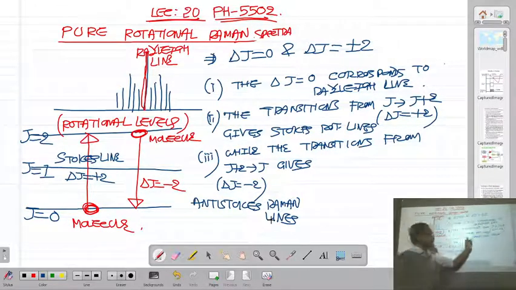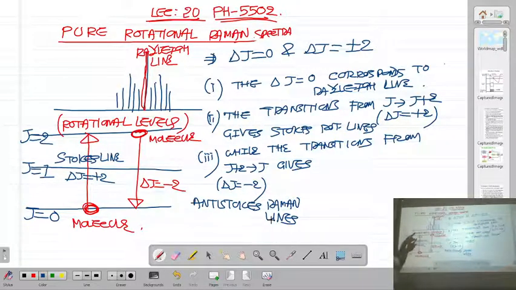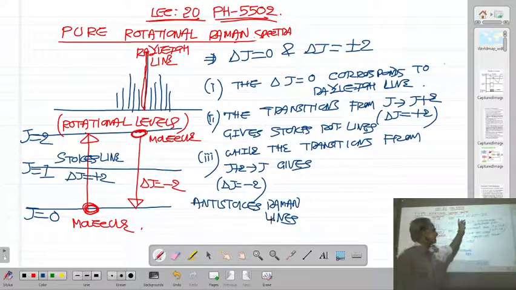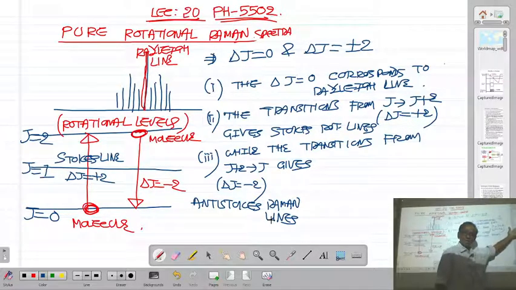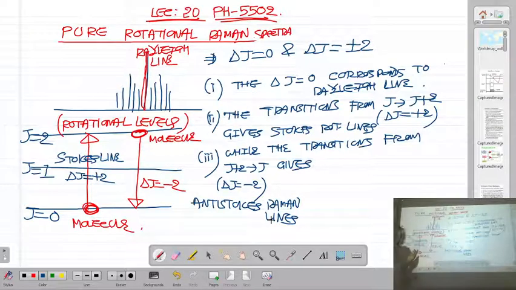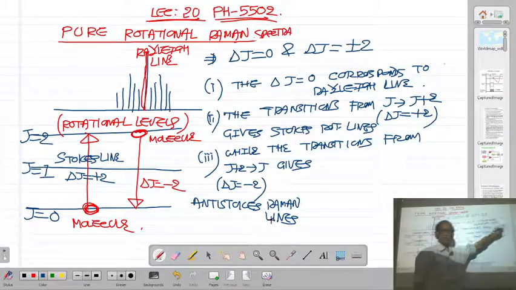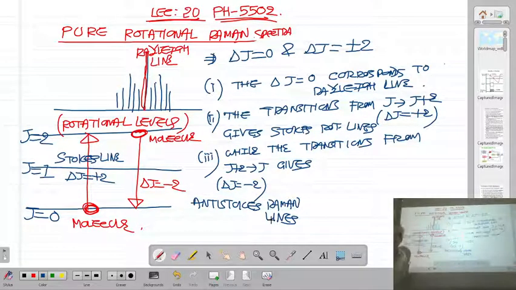And the transitions from upper rotational level J plus 2 to the lower rotational level J, from level 2 to 0. What is the difference of rotational quantum number? Minus 2. That will give the anti-Stokes line. So transitions corresponding to delta J equal to 0 give the Rayleigh line. Transitions from lower rotational level J to upper rotational level J plus 2, delta J plus 2, give the Stokes rotational line. And transitions from upper rotational level J plus 2 to the lower rotational level J, delta J minus 2, give the anti-Stokes Raman line.